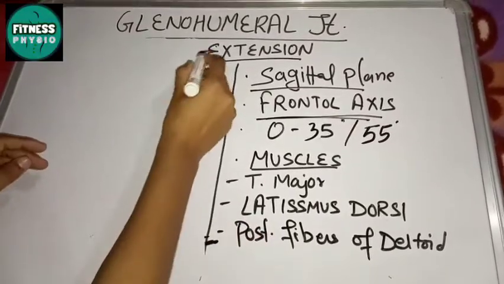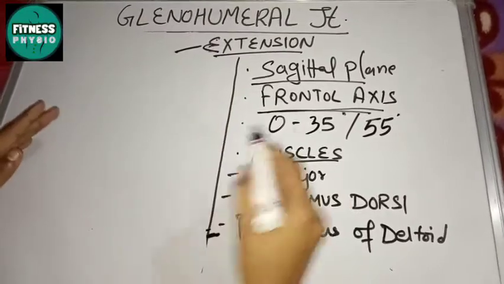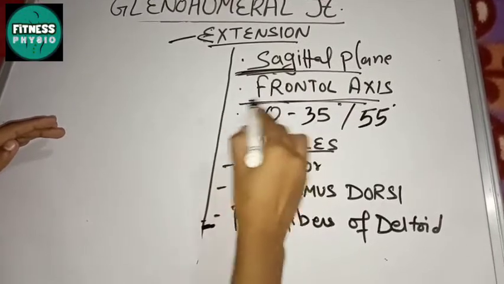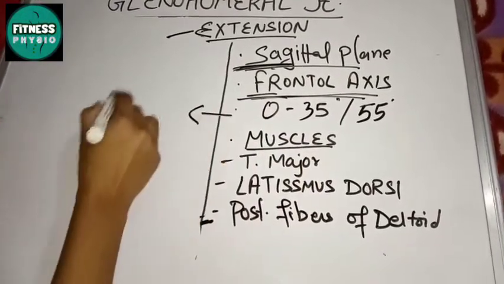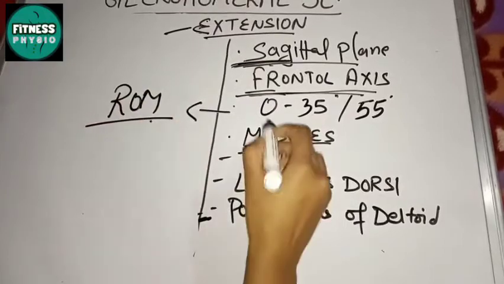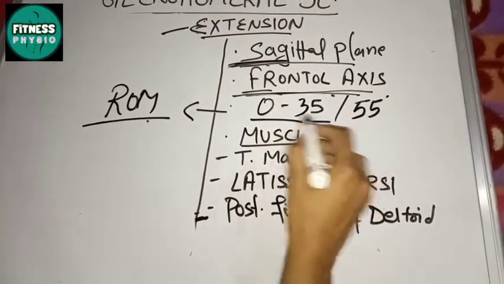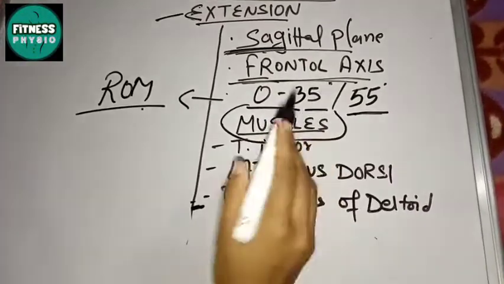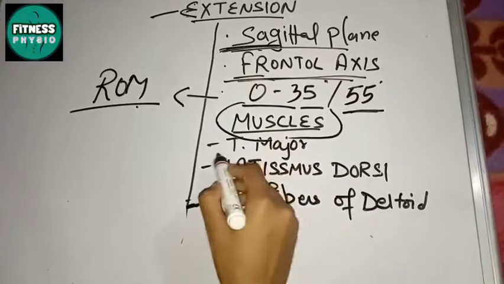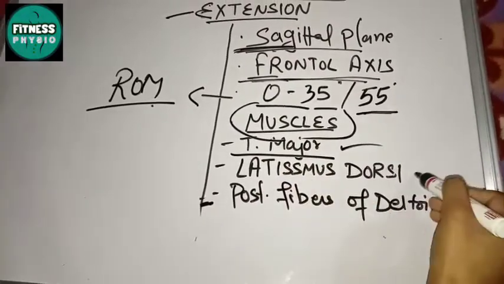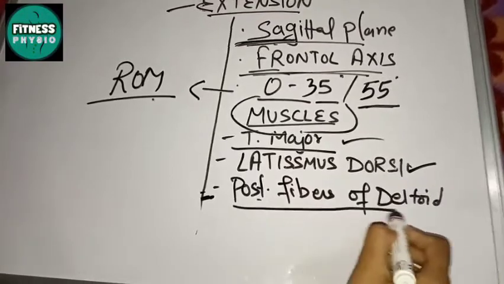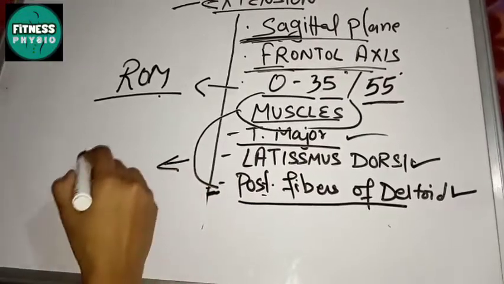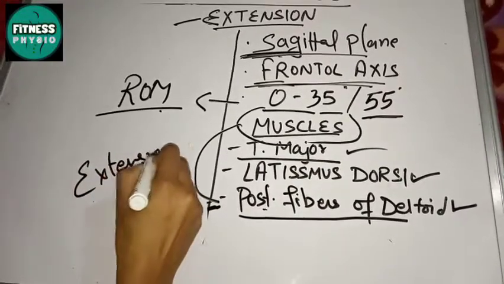Now we will move on to extension. As we have already discussed, it occurs in the sagittal plane and has a frontal axis. The range of motion will be 0 to 35 degrees, or from 0 to 55 degrees approximately. The muscles which help in doing extension are teres major, latissimus dorsi and the posterior fiber of deltoid.